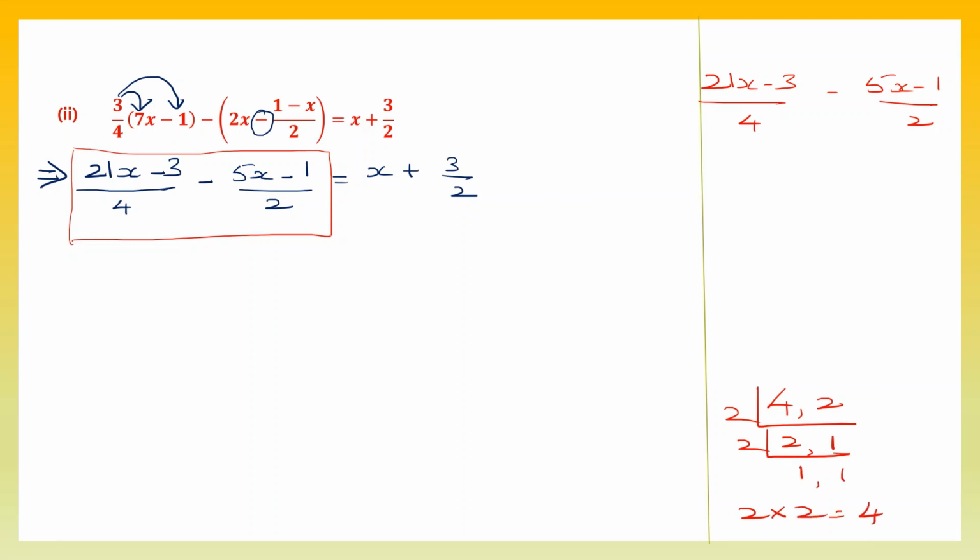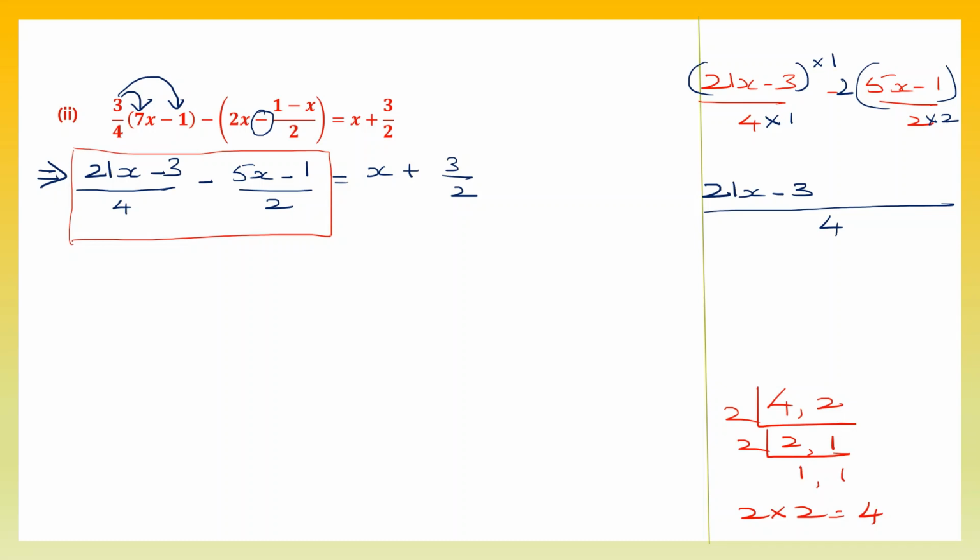So now let's use 4 as a common denominator. So we have 4. 4 1's are 4. So we multiply this whole thing by 1. We get back the same thing. 21x minus 3. Now 2 2's are 4. So we multiply this whole thing by 2. So when you multiply by 2, remember to multiply with each term inside.